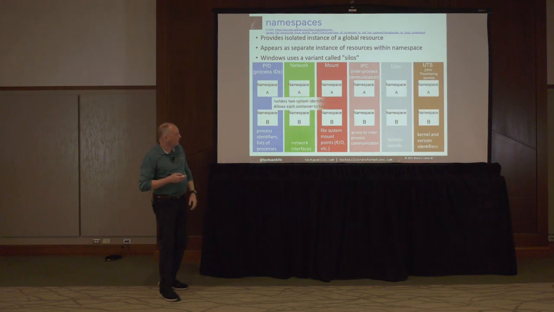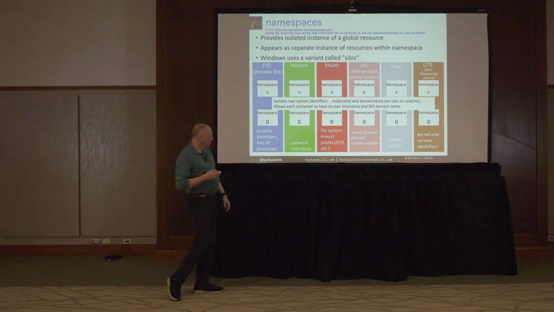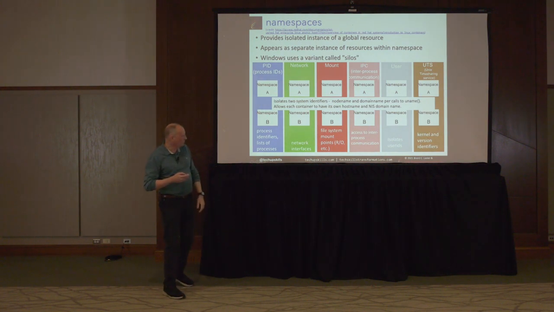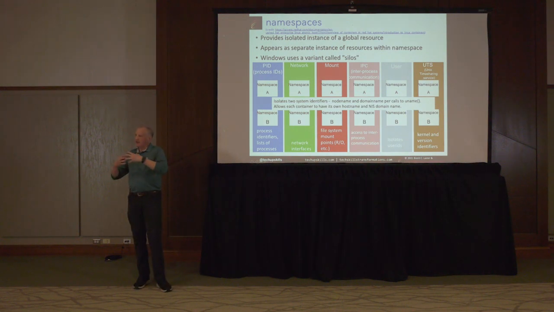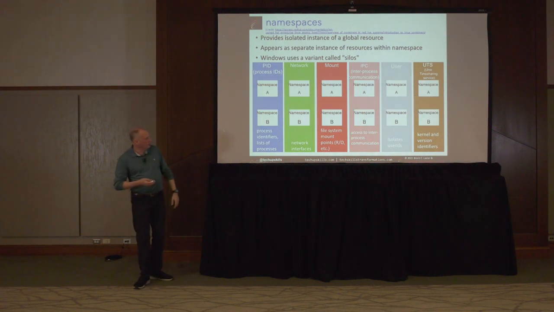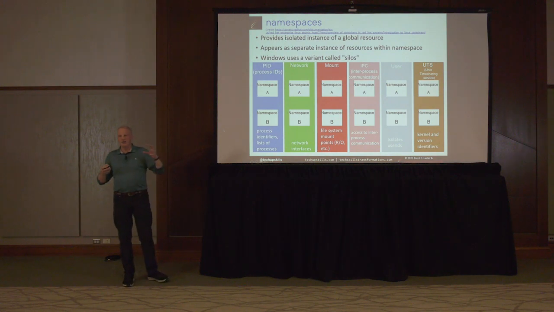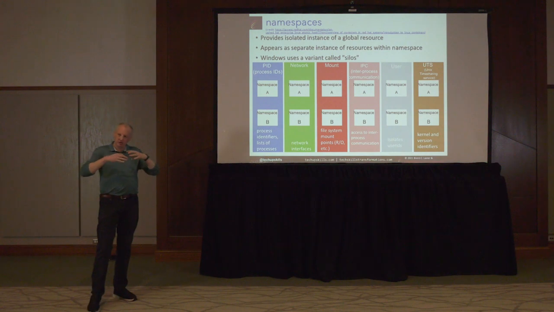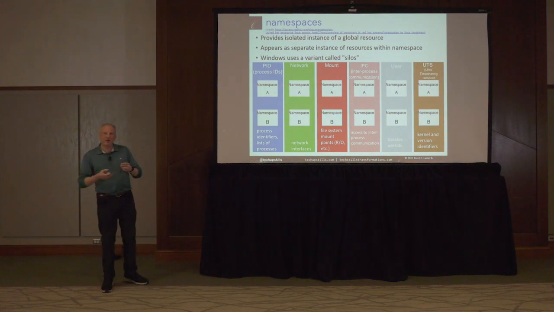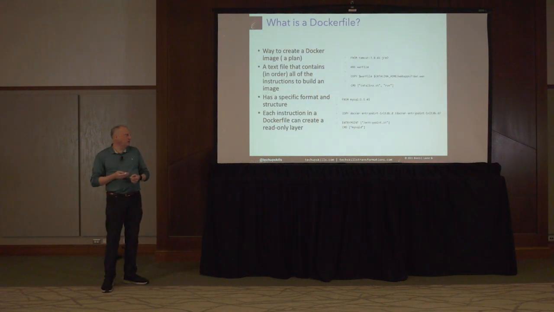And finally, UTS is basically node name and domain names. It allows each container to have its own host name. If you think of a container like a computer, when you log into a computer, it has a host name, that computer's name. So this allows the different containers to have their own individual names in the system. This is an example of namespaces, the ways that Docker and the other things that implement this limit or split the system resources so that each container can have its own set.